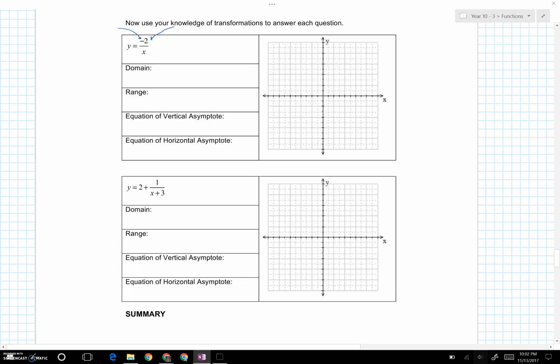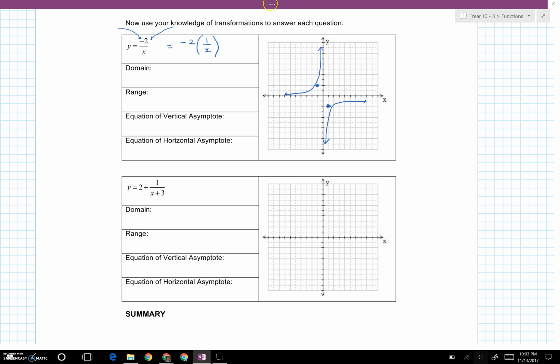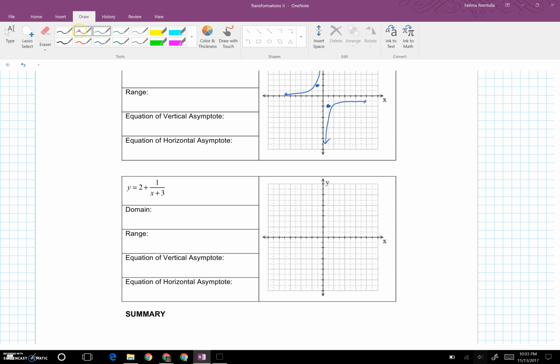Another way to think about it, if this is difficult for you, this is the same thing as negative 2 times 1 over x. So if that's causing you any difficulty, this might help. So I'd like you to think about it for a second. Once you think about it, test out your guess in the software and see how that goes for you. Okay, so if I take a moment here, I realize that there has been a reflection in the x-axis, and I know that there's been a stretch factor by 2.